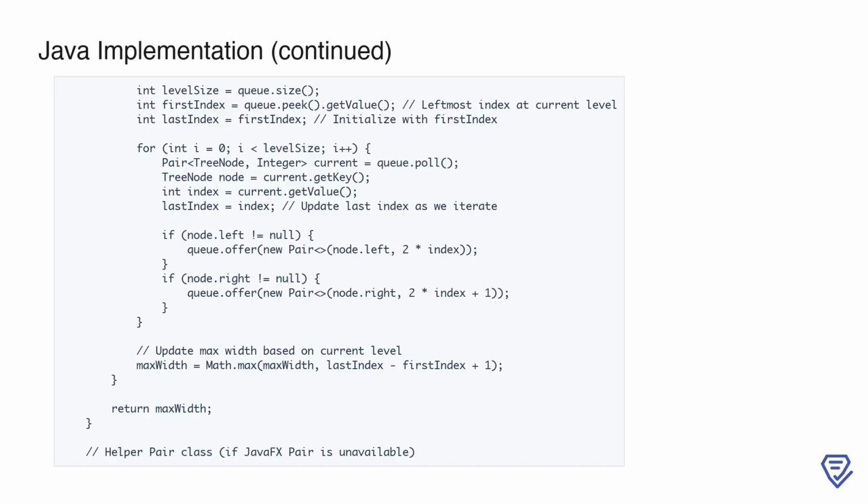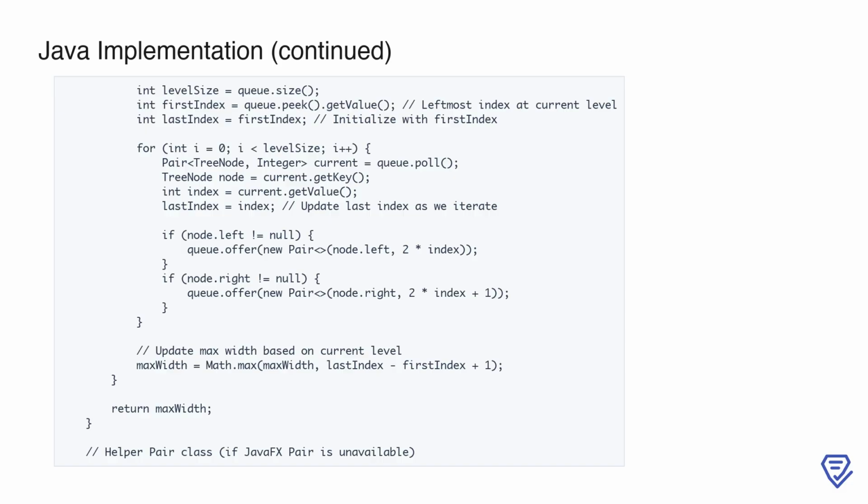Then, we iterate through all nodes at the current level using a for loop. During each iteration, we dequeue a pair to get the current node and its index. The last index is updated to the current node's index, ensuring it always represents the rightmost node's position at this level. If the current node has a left child, we enqueue it with an index of 2 * index, while the right child, if present, is enqueued with an index of 2 * index + 1.